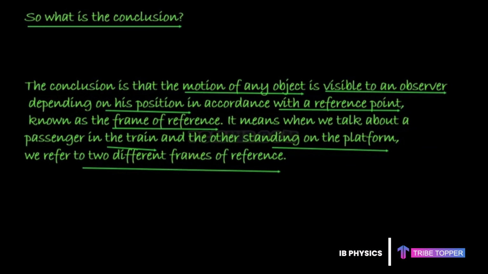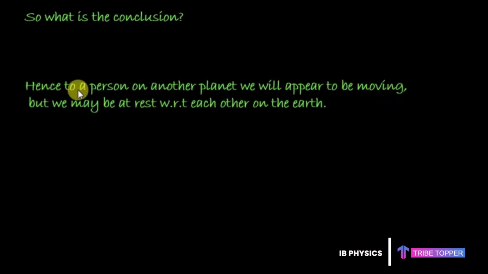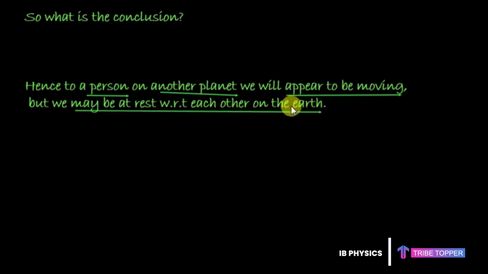So we can say that to a person on another planet, we will appear to be moving, but we may be at rest with respect to each other on the earth. So when you and me are sitting in front of each other, we might be at rest with respect to each other on the earth, but to somebody watching us from another planet, we are in motion.